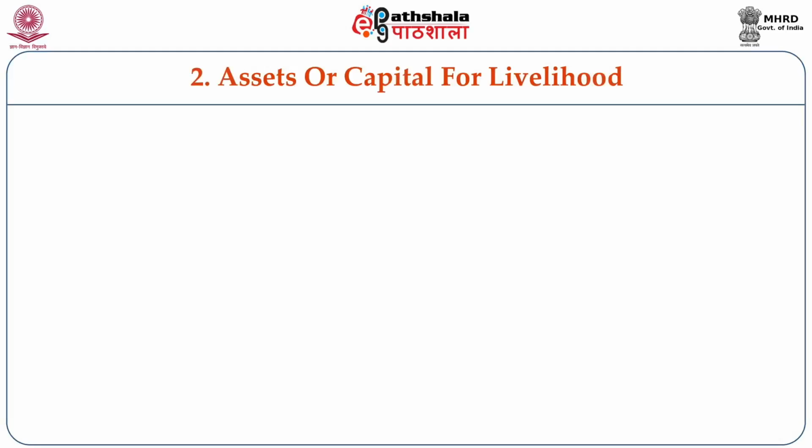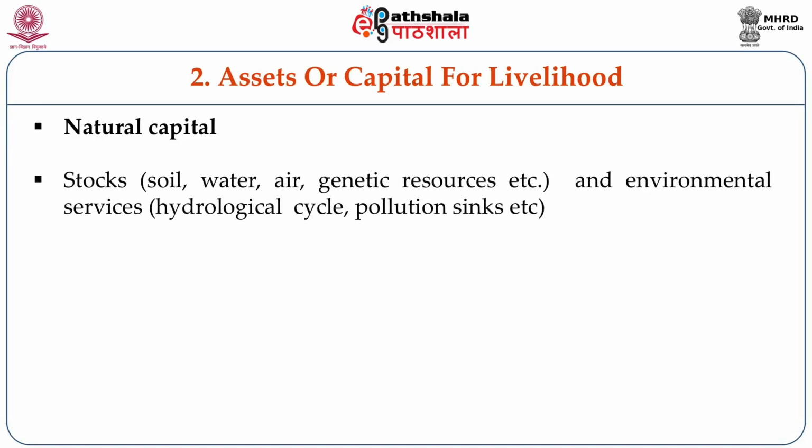Now we discuss the assets or capital for livelihood. There are different types of capital, and the first one is natural capital. We know a farmer needs soil, water, and different sources like power and electricity, and suppose he uses a machine, like a chiller or tractor. All these are the stocks. And there is also environmental services like the hydrological cycle, the flow and availability of water, pollution and so on. These are the natural capital he uses.